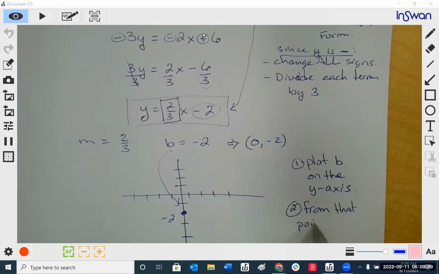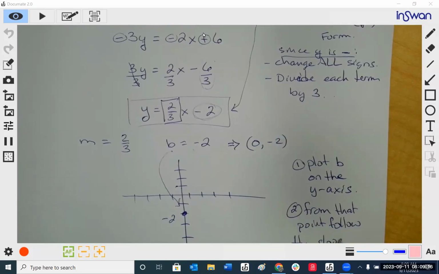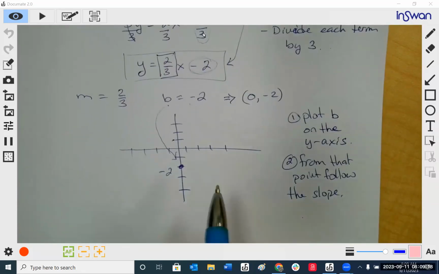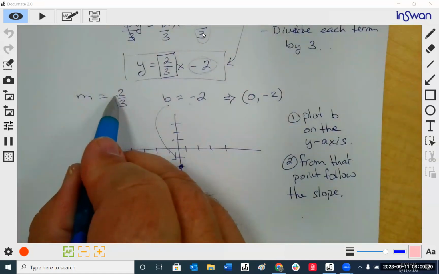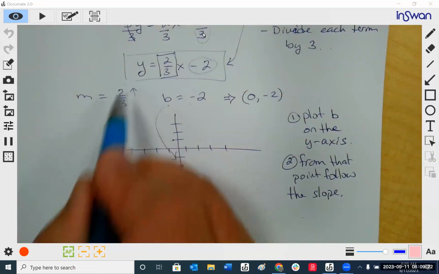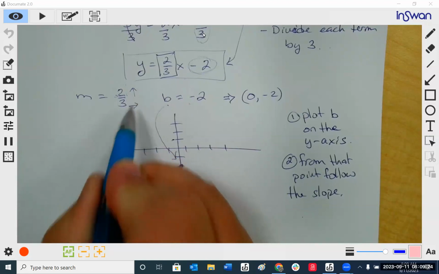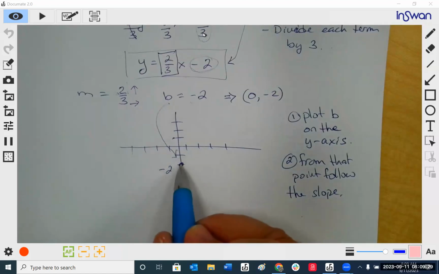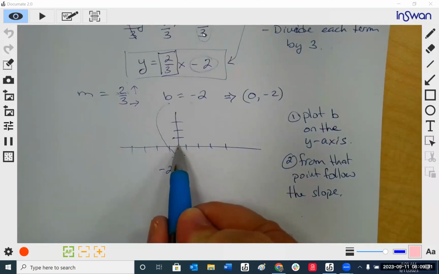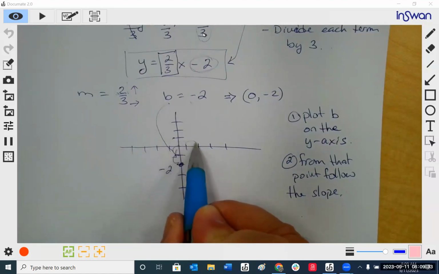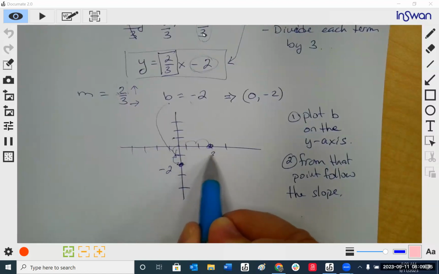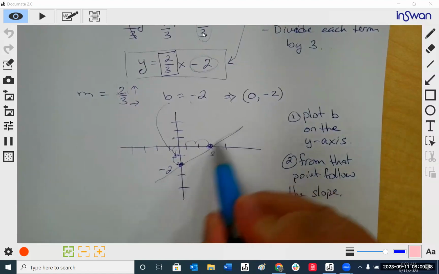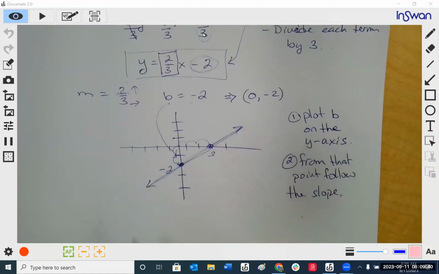From that point, follow the slope. The positive number is on top, so it means it goes up, and the bottom is always positive, so it goes to the right. So from this point, we go 2 up, 1, 2, and then over 3. Connect the dots, and there's our graph.